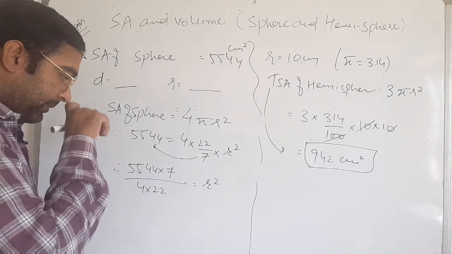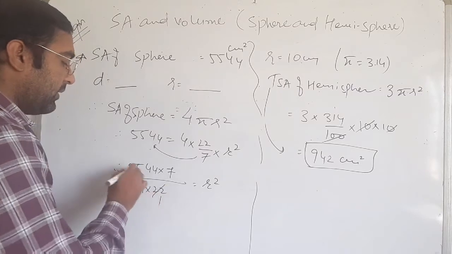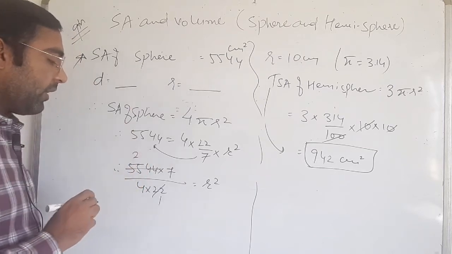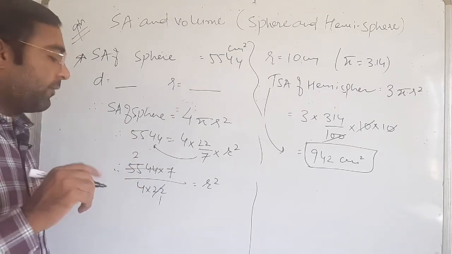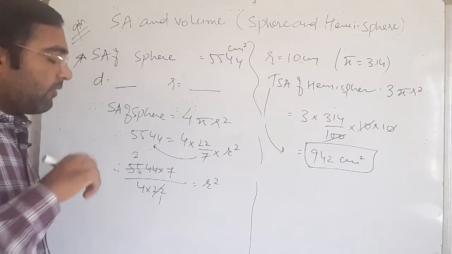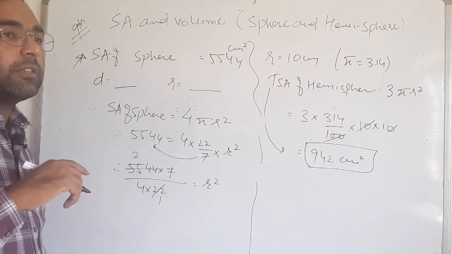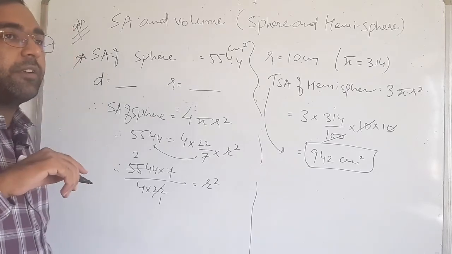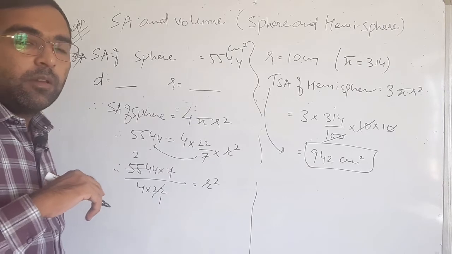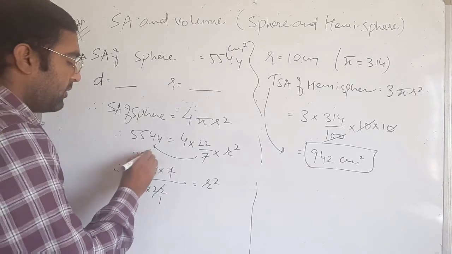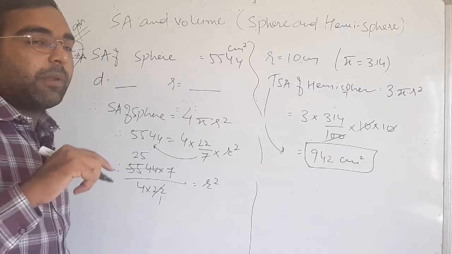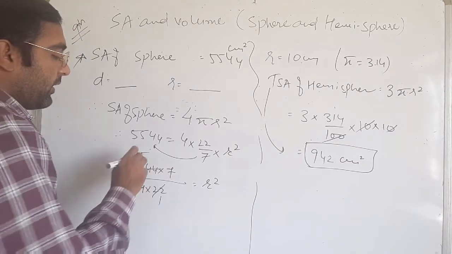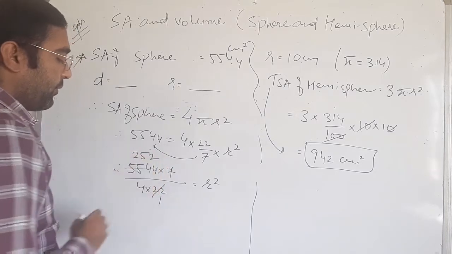Now do the cancellation. 22 ones are 22, 22 twos are 44, 22 twos are 44. Then 22 threes are 66, 22 fours are 88, 22 fives are 110. So 114 minus 110 is 4, and another 4 makes 44, that is 22 twos are 44.